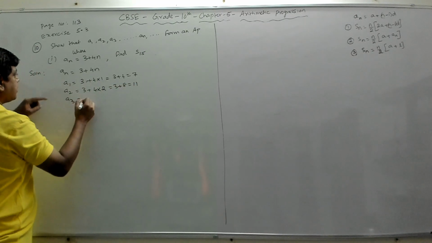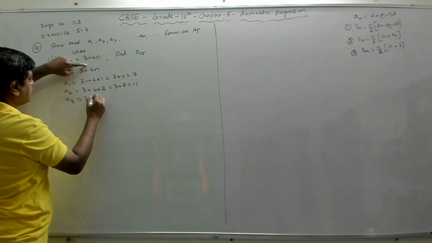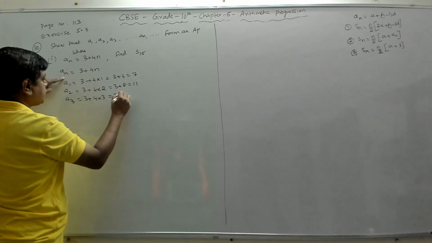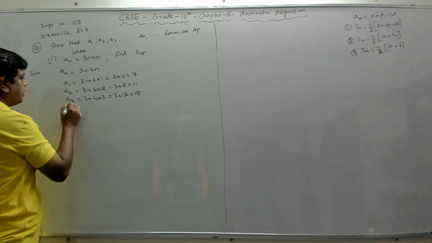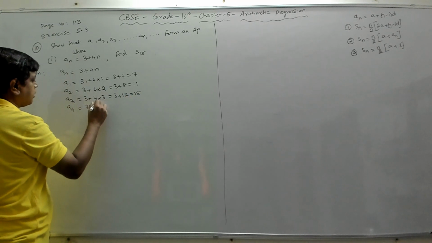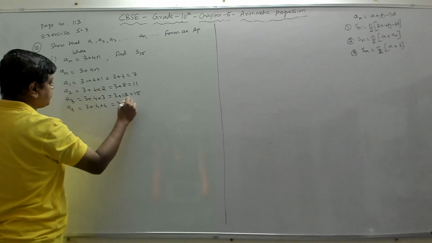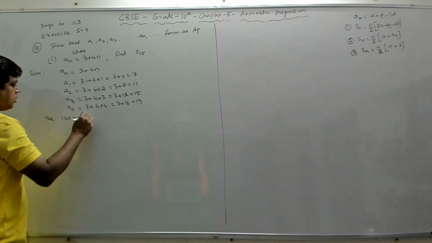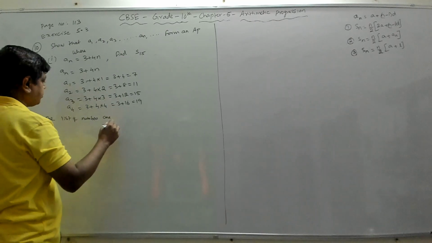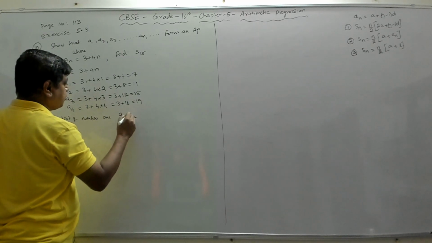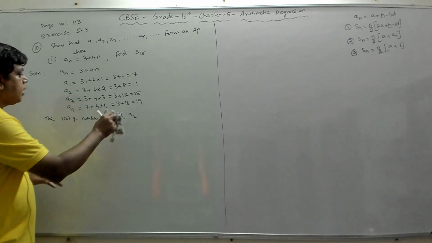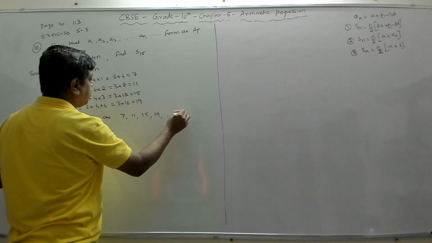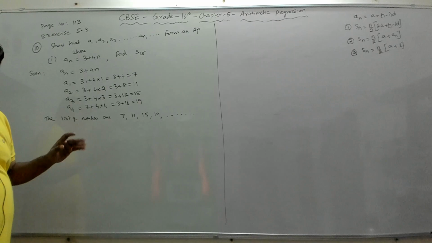Again, A3: if I put n equal to 3, I'll get 3 plus 4 into 3, because n is 3. So that becomes 3 plus 12, which is 15. Right? So A4, we'll find 4 terms, not more than that. 4 times 4, that is equal to 3 plus 16, which is 19. So the list of numbers is 7, 11, 15, 19. Now we should check whether it is an AP.